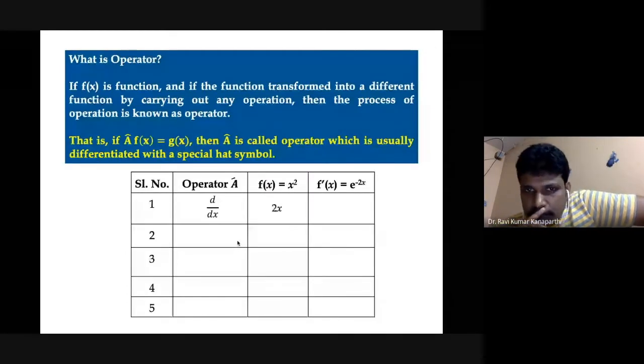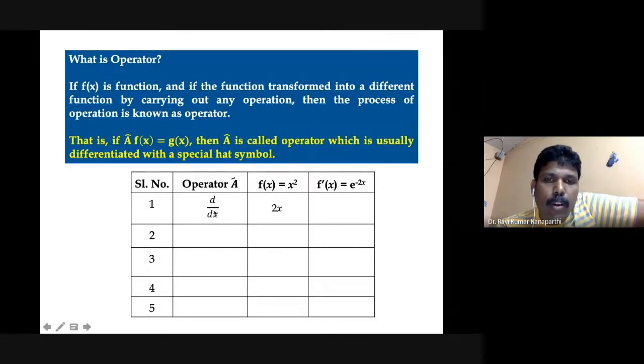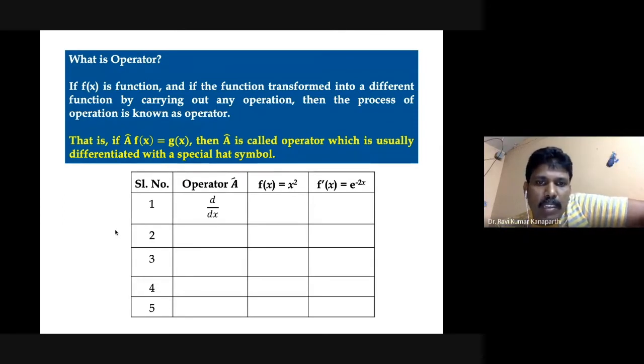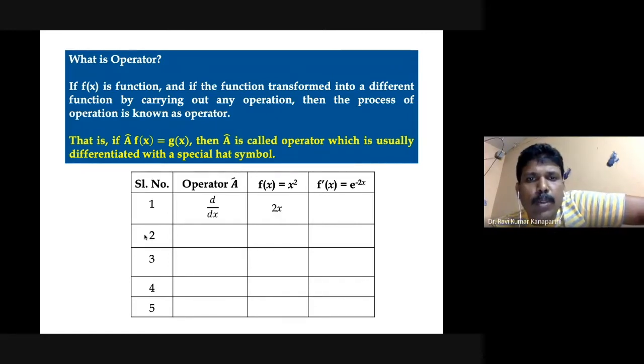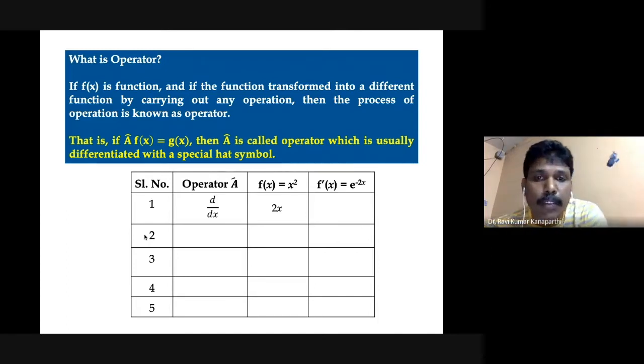Very simple, right? Now d by dx is what we call an operator. These are not very strange bodies, they are not aliens. You have all studied mathematics, and if I give the example you will find it very easy. So d by dx is one operator, and when it operates on the original function f of x, that is x squared, it transforms into a new function. Therefore the action you are doing is called an operator.